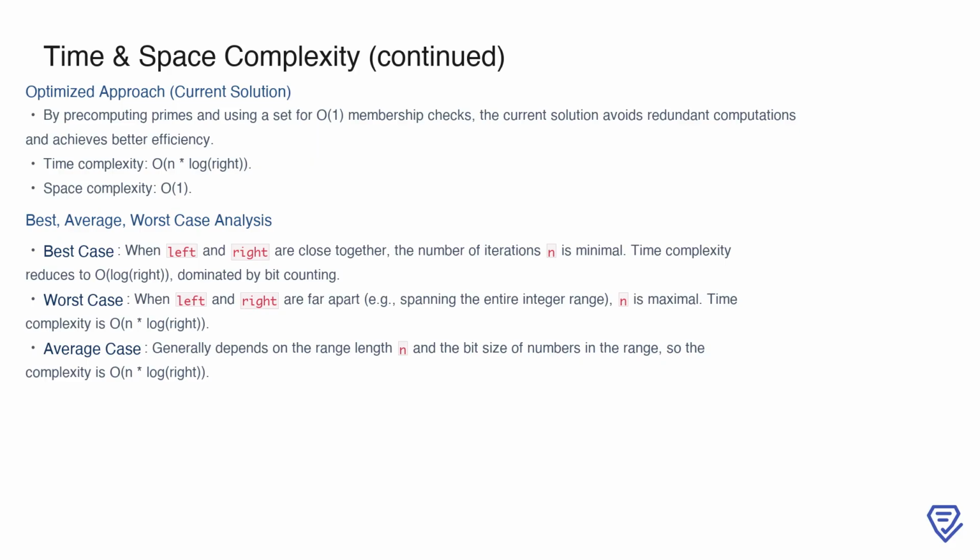Analyzing the best, worst, and average cases further illustrates the efficiency of this approach. In the best-case scenario, where left and right are close together, the number of iterations n is minimal, and the time complexity is dominated by the log 2 of the largest number in the range, reducing to O(log right). In the worst-case scenario, where left and right span a large range, n is maximized, leading to a time complexity of O(n * log right). On average, the complexity remains O(n * log right), as it depends linearly on the range size and logarithmically on the bit size of the numbers.